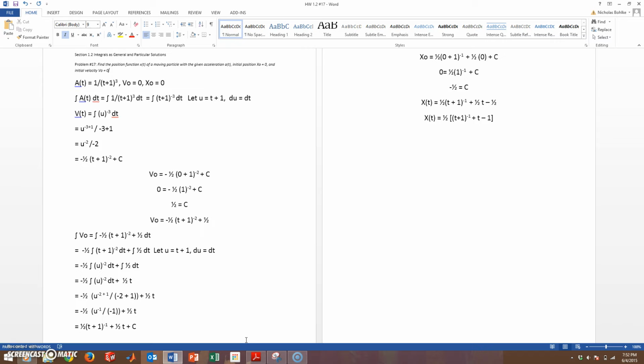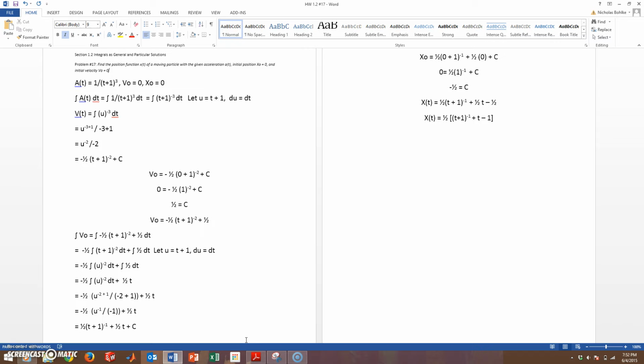We know the integral of 1/2 dt is just 1/2 t. Then we integrate u to the negative second, which gives us negative 1/2 times u to the negative 2 plus 1 divided by negative 2 plus 1, plus 1/2 t. That simplifies to negative 1/2 times u to the negative first divided by negative 1, plus 1/2 t, and then simplifies further to 1/2 times the quantity t plus 1 to the negative first. You can see our negatives canceled out in that first half, plus 1/2 t plus our constant c.